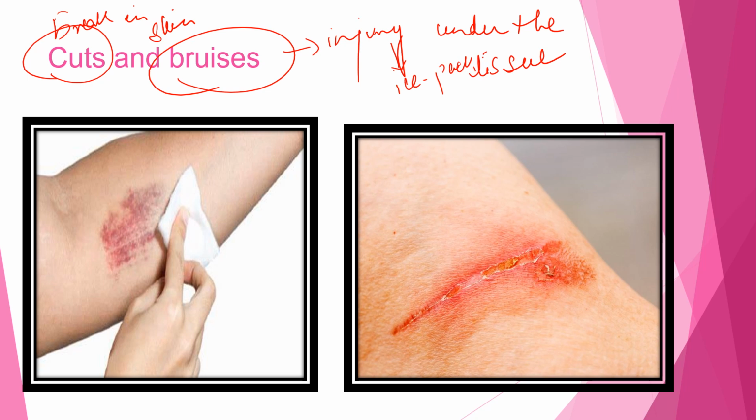Now in case of a deep cut, we should put a clean pad or a cloth on the cut, then apply pressure on top of it, and stop the bleeding first. If the blood soaks through the pad, then place another pad on top of it. After the bleeding stops, we should apply the antiseptic lotion and put a tight bandage around the wound.